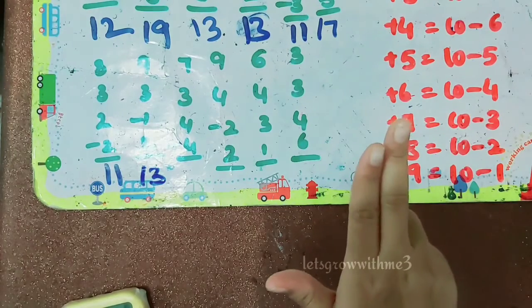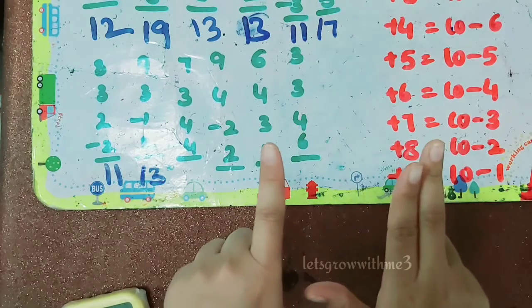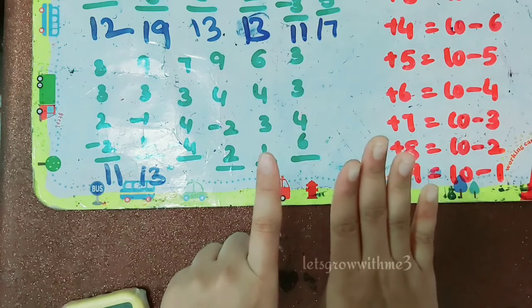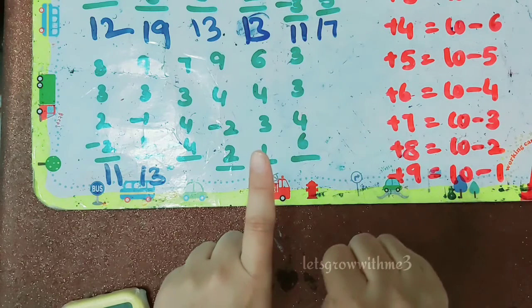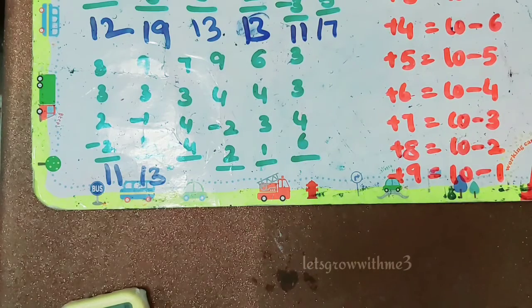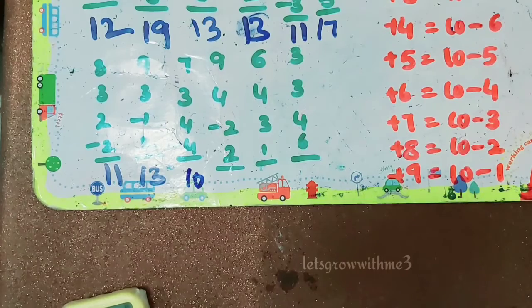7 plus 3. How to add plus 3? Plus 10 minus 7. Then plus 4. Next minus 4. So remove 4. So the answer is 1, 0, 10. Next question.